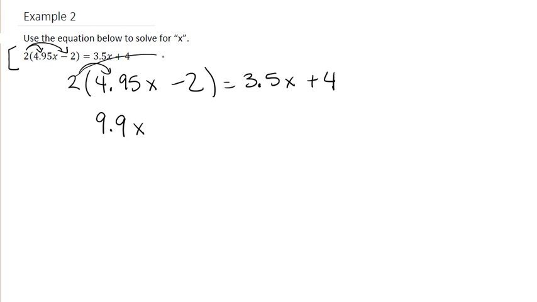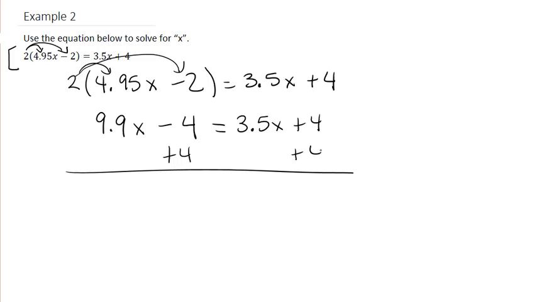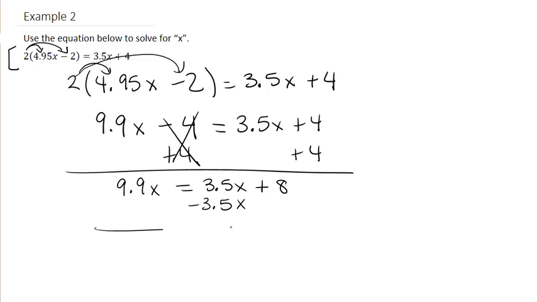Then we're going to multiply this 2 times this negative 2. So that's equal to negative 4, which is equal to 3.5x plus 4. Then let's go ahead and get the 4 out of there on the left hand side. So then we're left with just 9.9x equals 3.5x plus 4 plus 4 is 8. Then we're going to subtract this 3.5x on both sides.